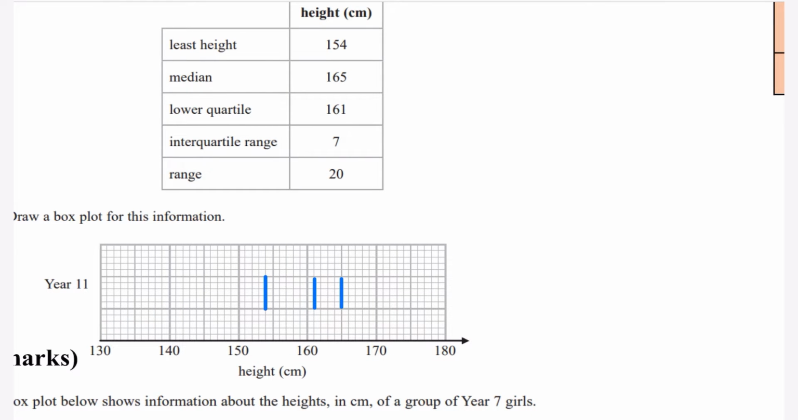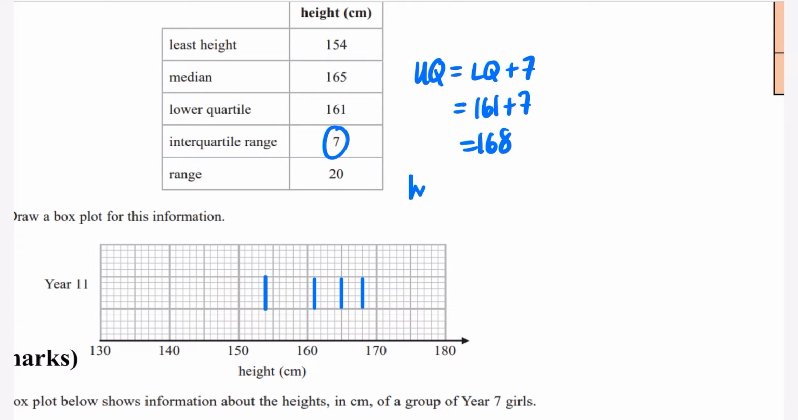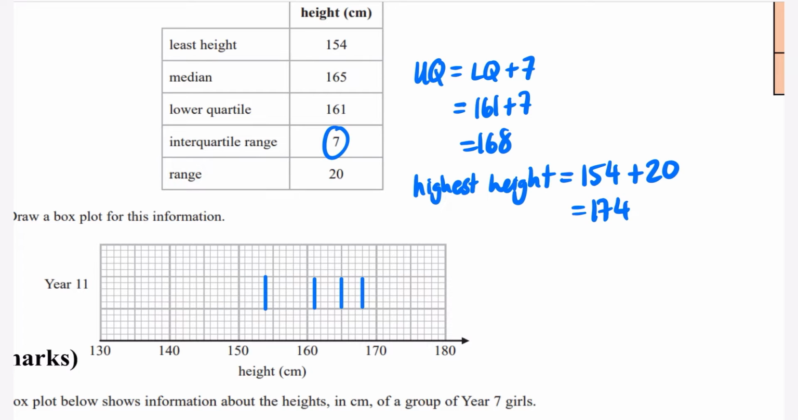Now we need to find out what the upper quartile is. If the interquartile range is 7, that means the upper quartile is going to be the lower quartile plus 7, that's 161 plus 7. It is 168 for the upper quartile. So I'm going to draw in a line here. And then the highest value is simply going to be the lowest value plus the range. So the highest height is going to be the least height, which is 154, plus the range. So that is 174. Because if you remember, the range is the biggest take away the smallest. So I'm going to go to 174, and I'm going to draw a line in here.